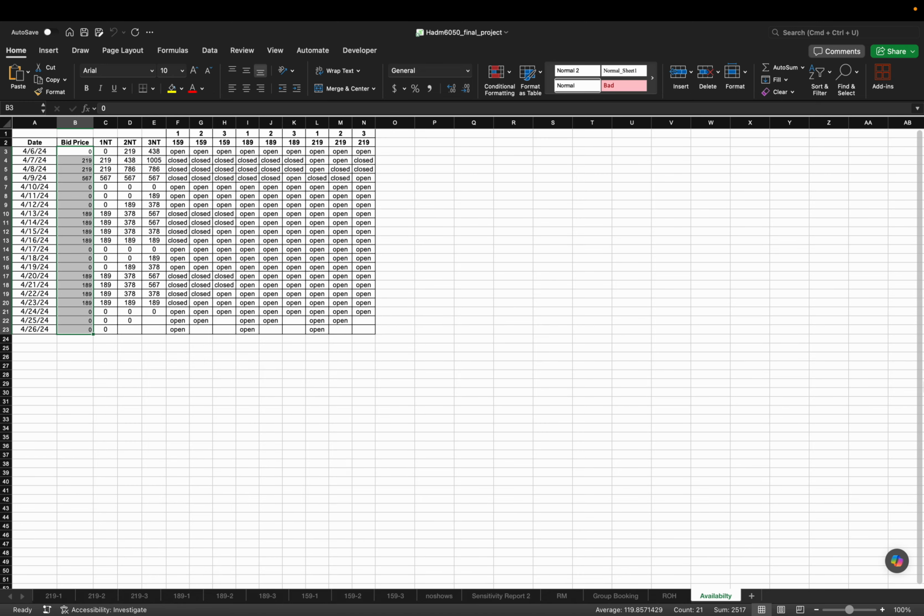Availability sheet. Finally, this availability sheet turns all the math into day-to-day controls for each arrival date and rate, showing whether it should be open or closed, plus the implied bid price. This is what the revenue manager would actually use when setting rates and restrictions.